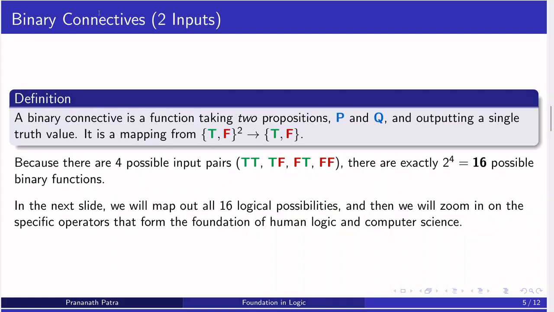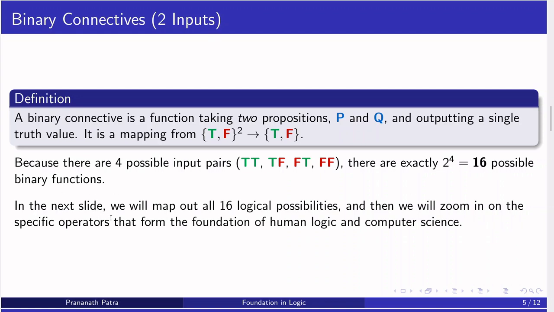All right, now let's level up. What if we have 2 propositions, P and Q, and we want to combine them? That's where binary connectives come in. A binary connective takes 2 propositions and outputs a single truth value. Now with 2 inputs, we have 4 possible input combinations: both true, P true Q false, P false Q true, and both false. Each of those 4 slots can independently be true or false, giving us 2 to the power of 4. That's 16 possible binary functions.